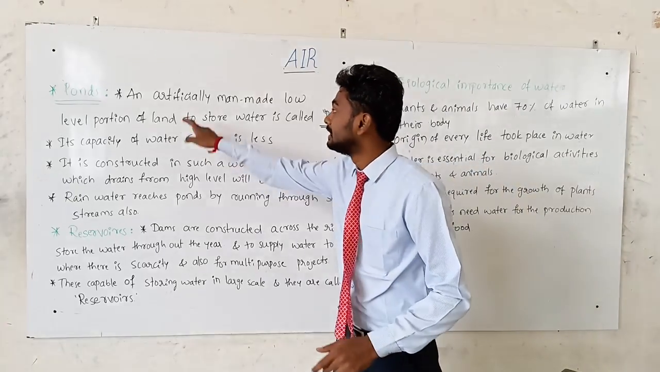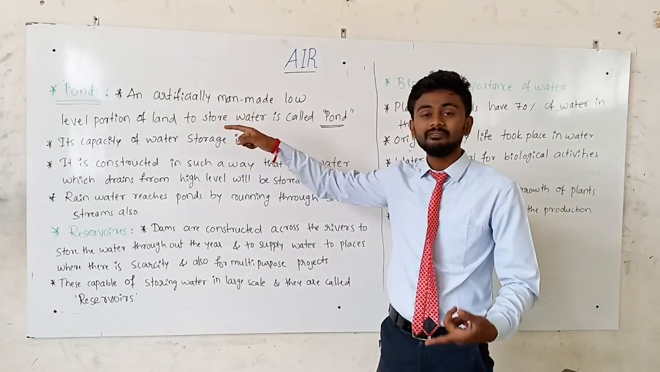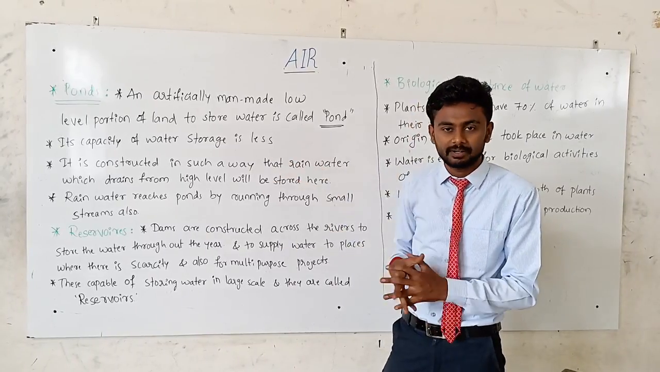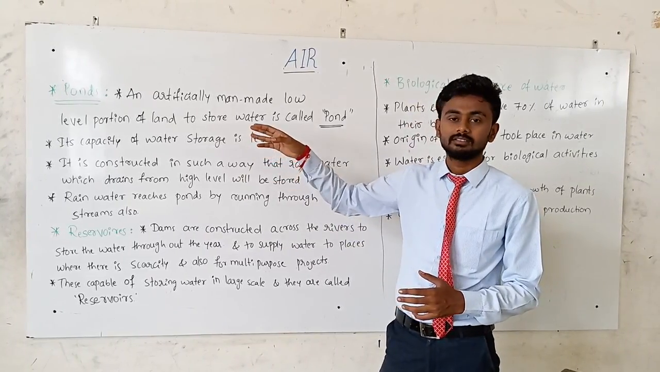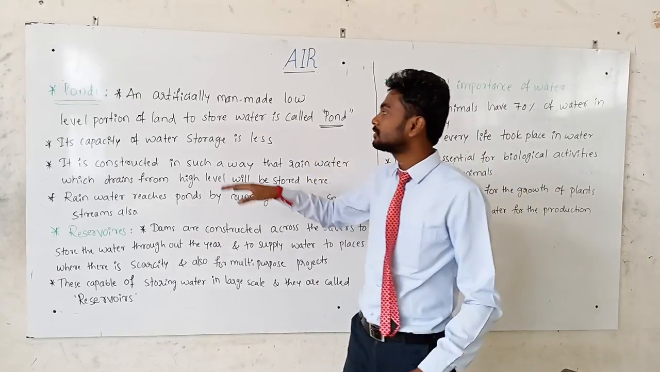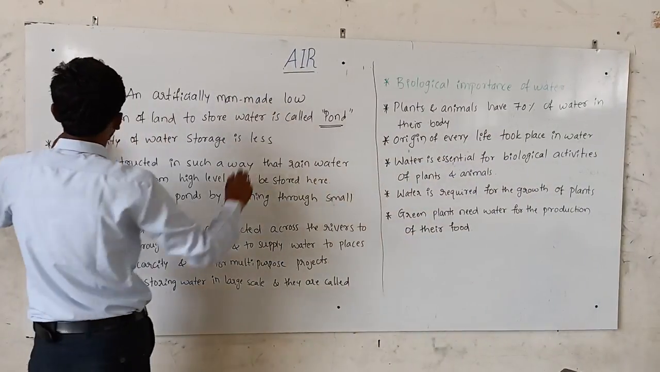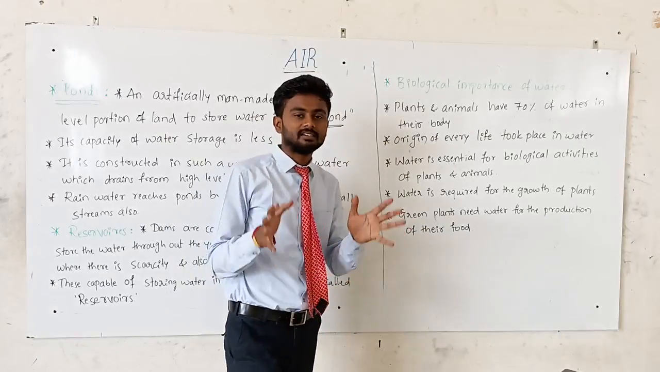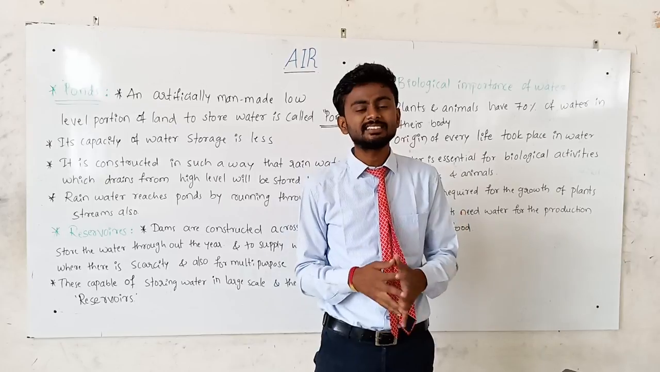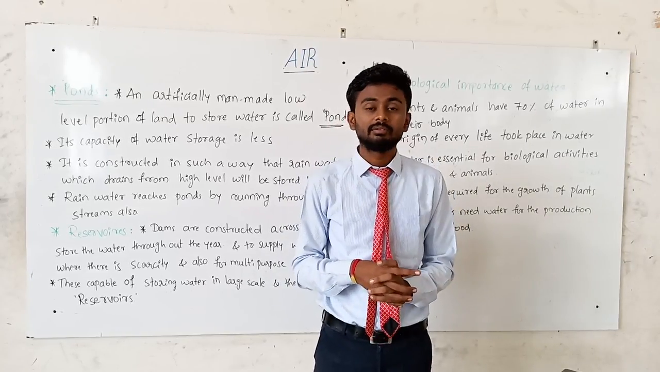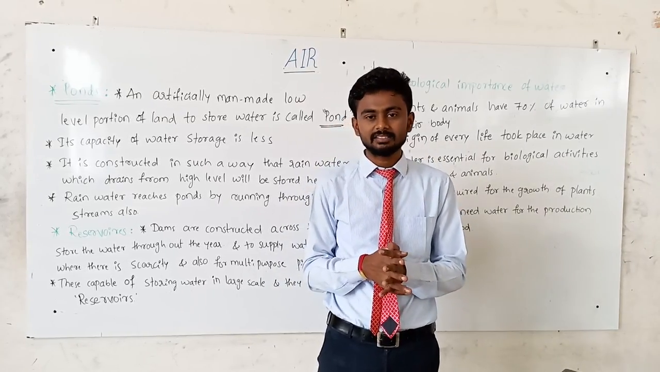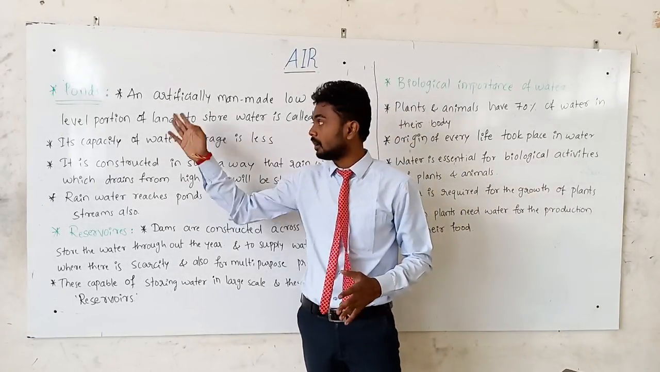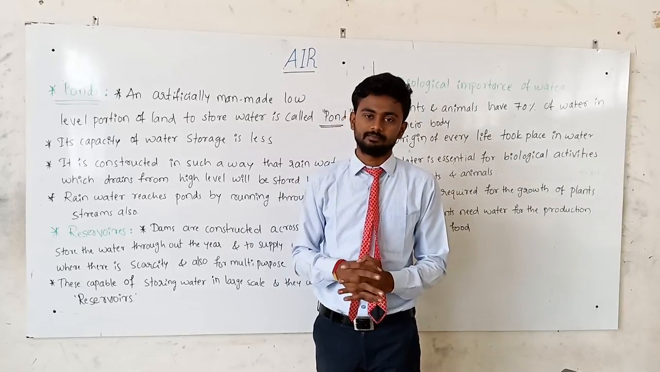Dear students, the pond is artificial. Artificial means man-made. An artificial man-made low-level portion of land to store water is called a pond. The ocean is a natural thing. The river is also a natural thing. It means it is made by nature. But the ponds are made by man.